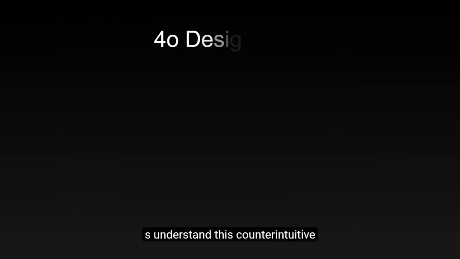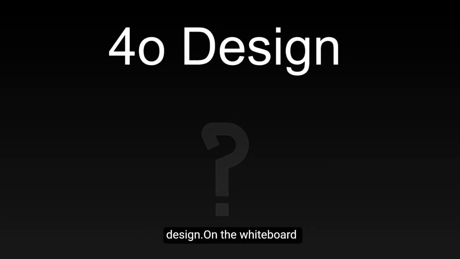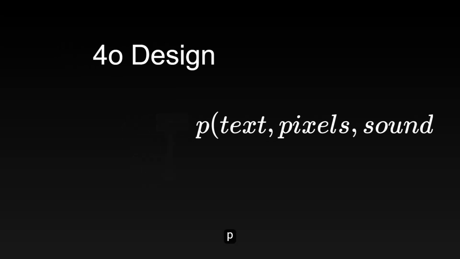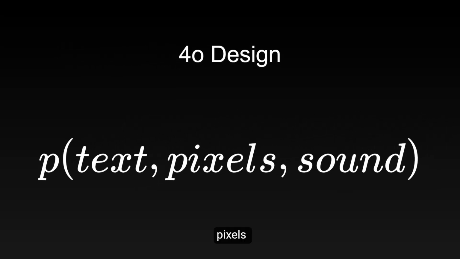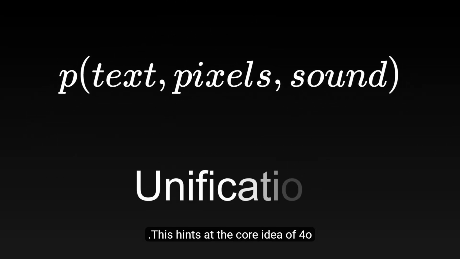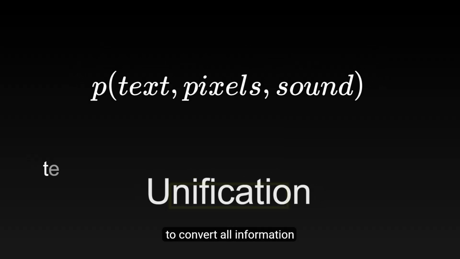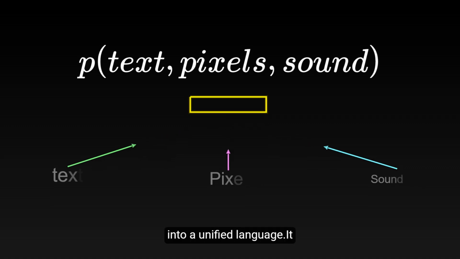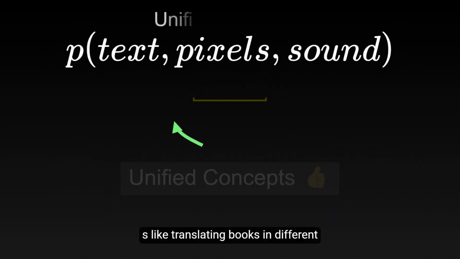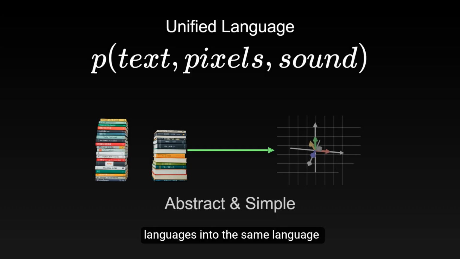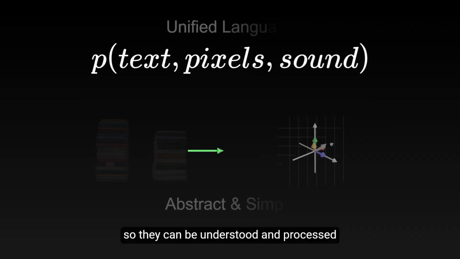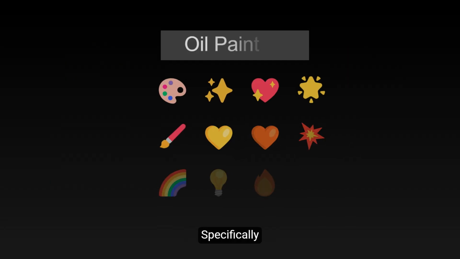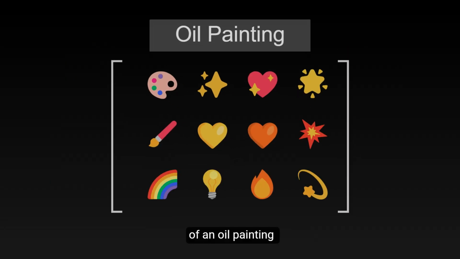Let's understand this counterintuitive design on the whiteboard. We see a simple yet profound formula: text, pixels, sound. This hints at the core idea of 4o to convert all information, whether text, images, or sound, into a unified language. It's like translating books in different languages into the same language so they can be understood and processed in the same way. Specifically, this process is like the creation of an oil painting.